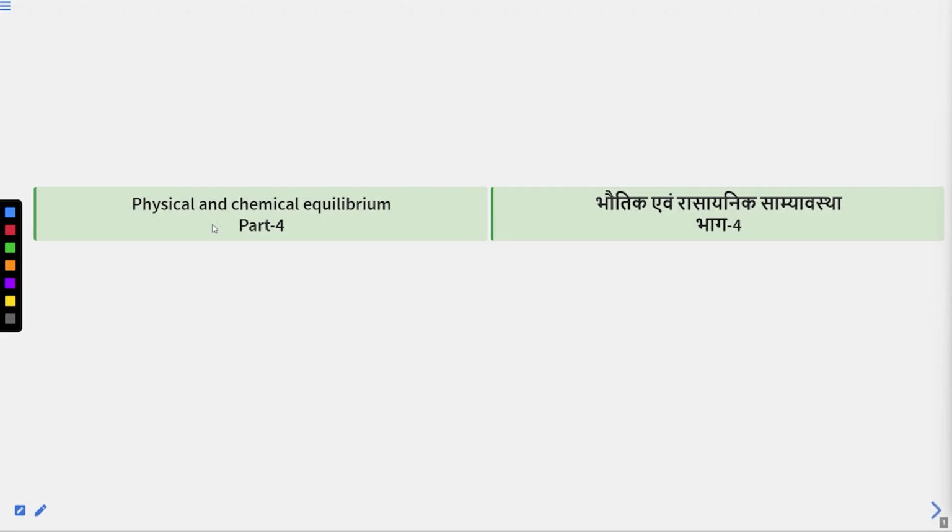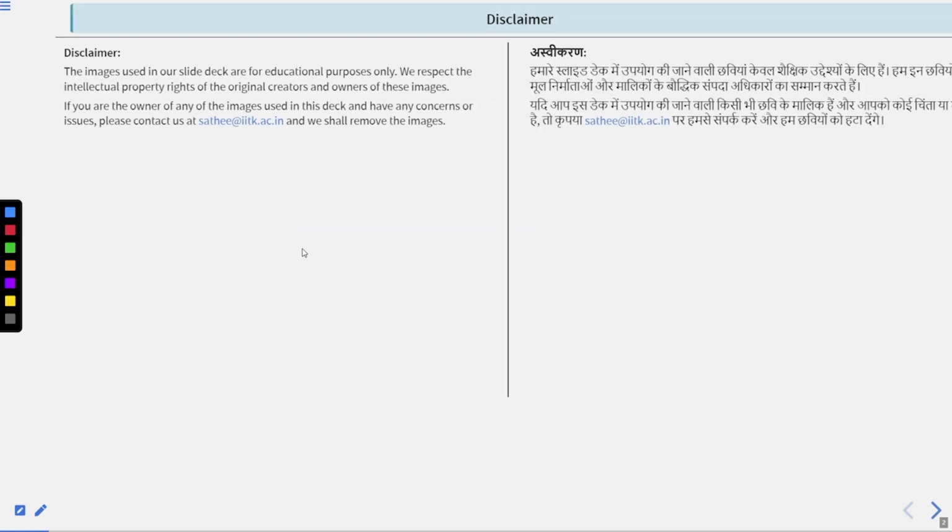Hello everyone. Today we are going to see some practice questions from the chapter Physical and Chemical Equilibrium, and this is our part 4. So let's start.